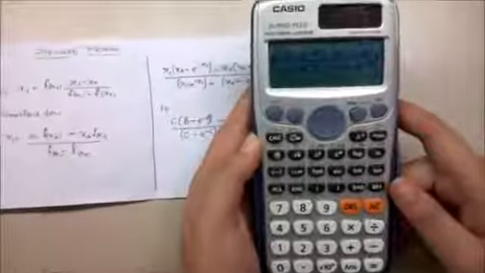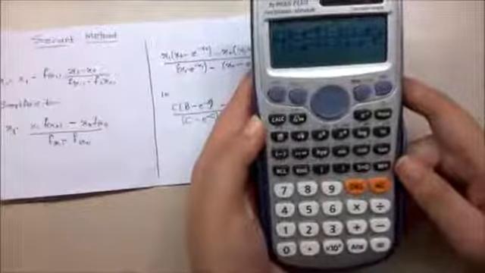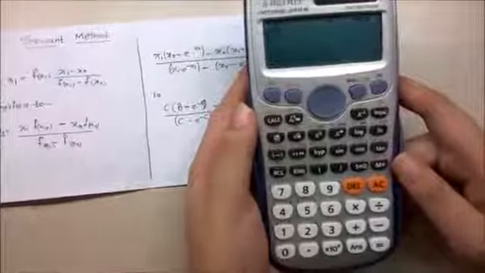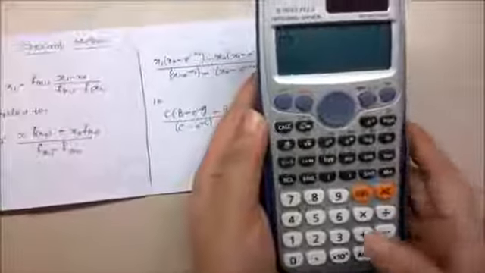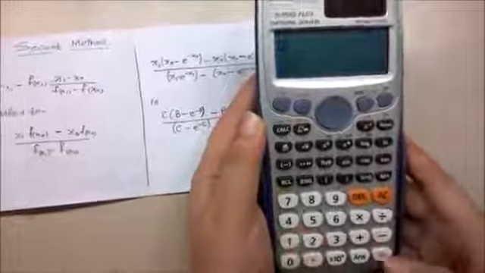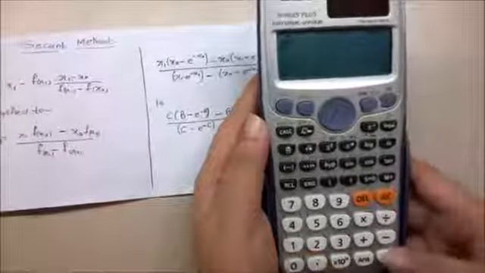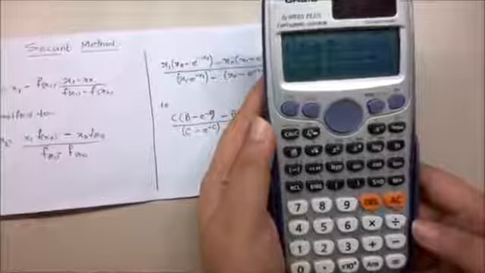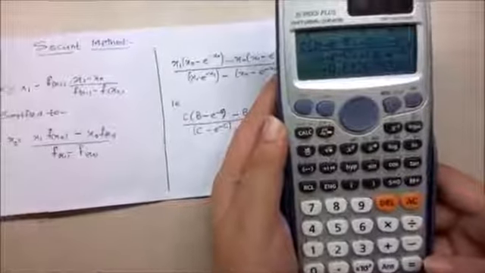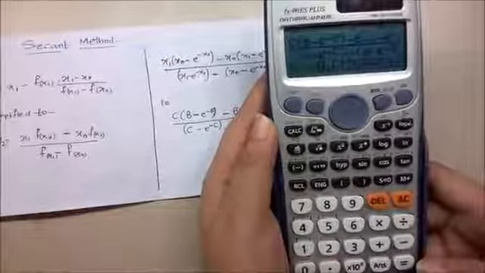Once you are done entering the entire equation, just press calc to enter the value of C and B. Here the value of C being entered is 1 and B is 0. Then just press equal to sign to get the value of x2, which you need to perform the next iteration.